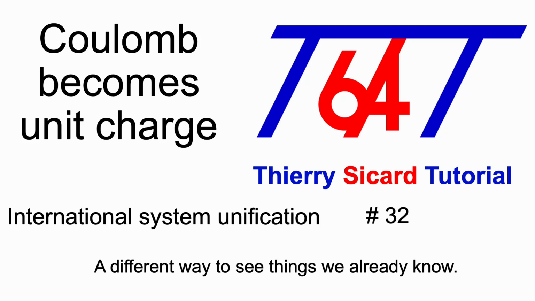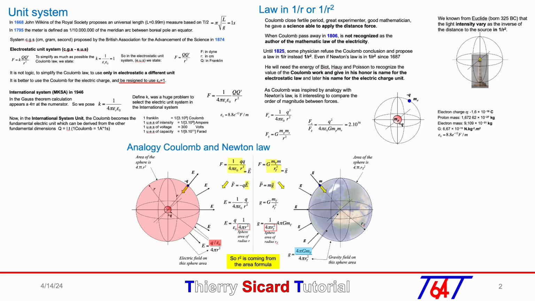Hello everyone, in this Thierry Sicard tutorial number 32, we will review the International Unit System, where the Coulomb became the electric charge unit to replace the Franklin. We will also discuss the 1 over R or 1 over R square in the Coulomb formula. Then we will do an analogy between Coulomb and Newton's laws.